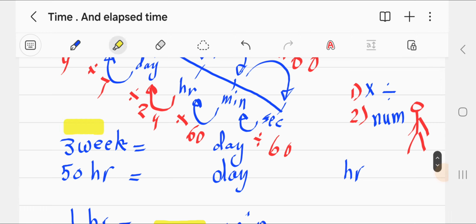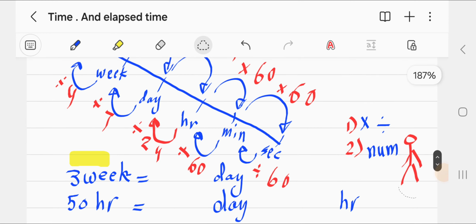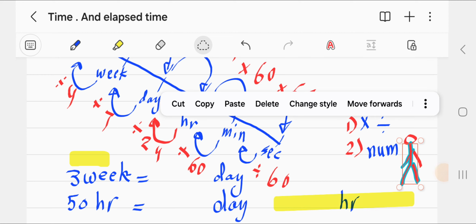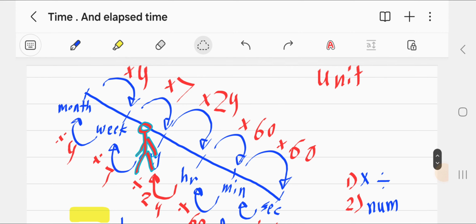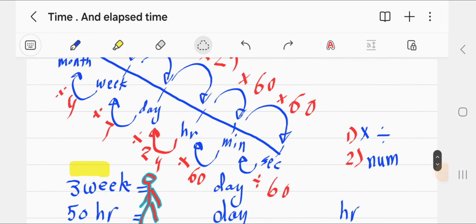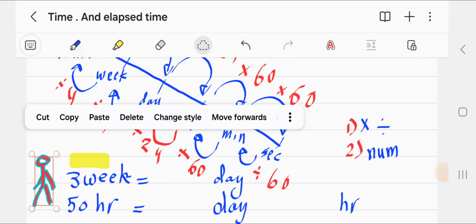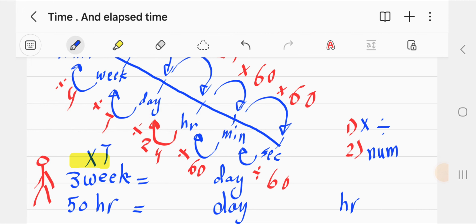We have 3 weeks. I need to convert this to days. Let's look here. We have week, and need to convert to day. To convert from week to day, I multiply because this is from the greatest to the smallest. And the number here is 7. So I multiply by 7. And then 3 times 7 will be 21. And this becomes our answer.